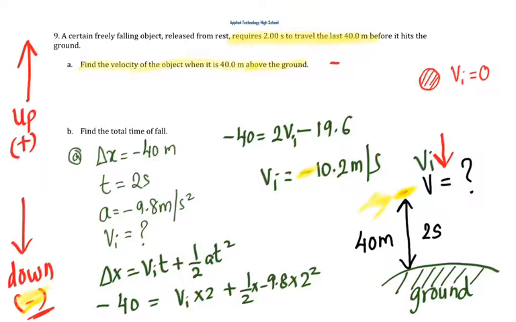Because we are dealing with the last 40 meter of the motion, we are not starting from the first position of the object. We are starting somewhere in between, and for this part of the motion, Vi is what we are trying to calculate in part A, which we got as negative 10. Okay, let's go to the next part.